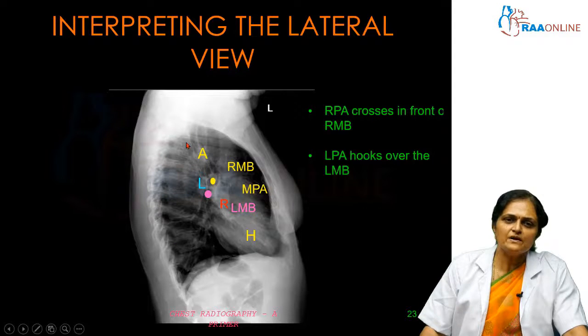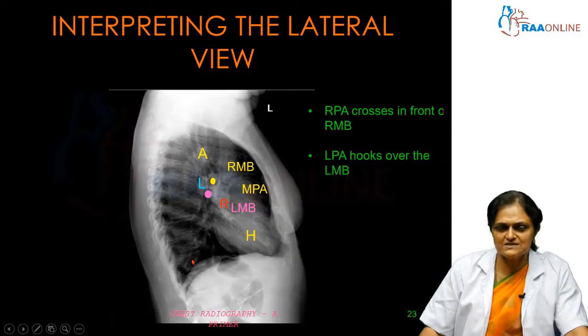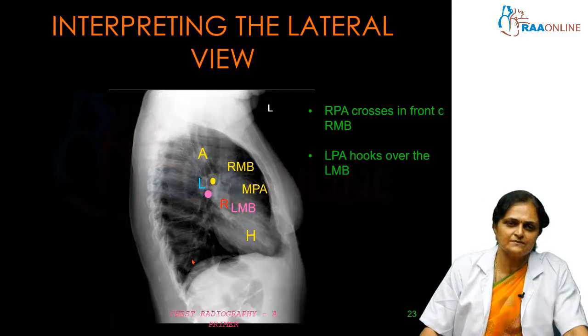One more point to remember in the lateral view is that as we go from above to below, the lucency of the vertebrae increases. That is, the vertebrae which appear brighter higher above should appear darker lower below. If not, then it is one sign which we will be talking about later.